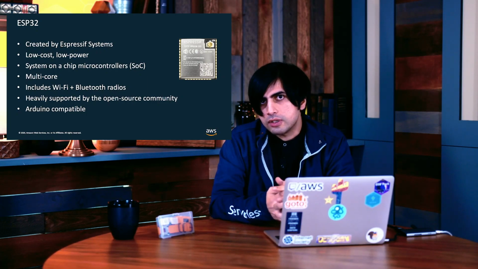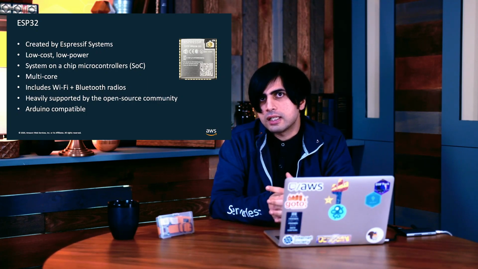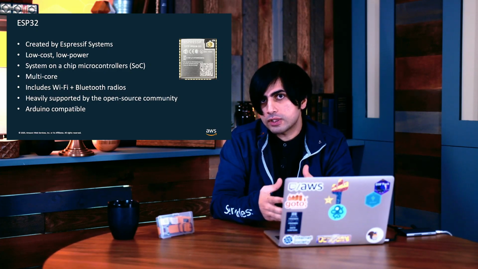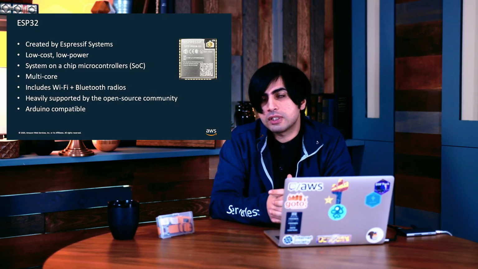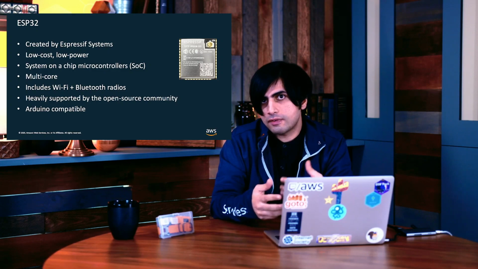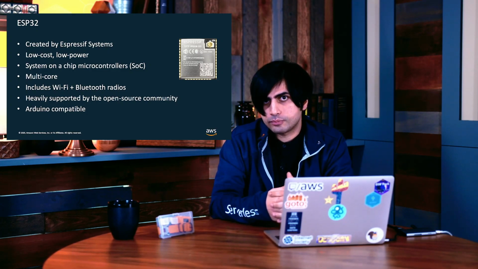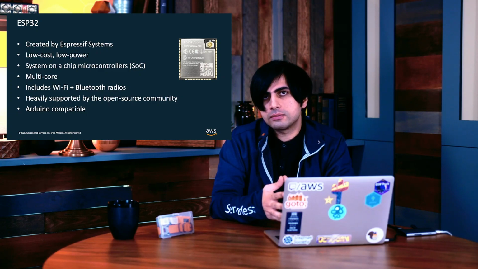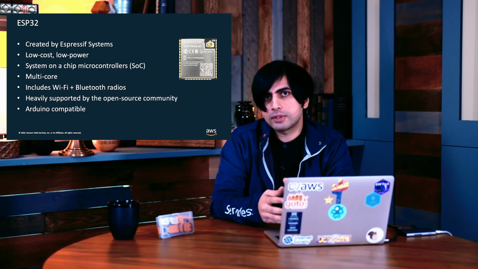The chip that we're going to be using is the ESP32. This was created by Espressif Systems, and it's a low-cost, low-power system on a chip, or SoC. Some can be multi-core. The ESP32 in particular includes Wi-Fi and Bluetooth radios, and it's heavily supported by the open source community, and is compatible with the Arduino IDE, which is a development environment we'll be using to flash this board. Now, the history behind this board is actually quite fascinating, so I urge you to take time to research how this chip really came to be as a result of the open source hardware community.